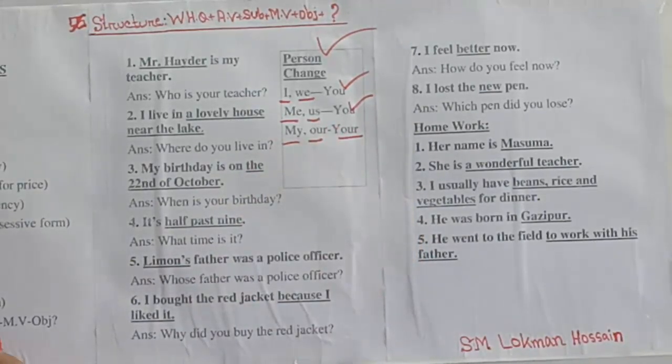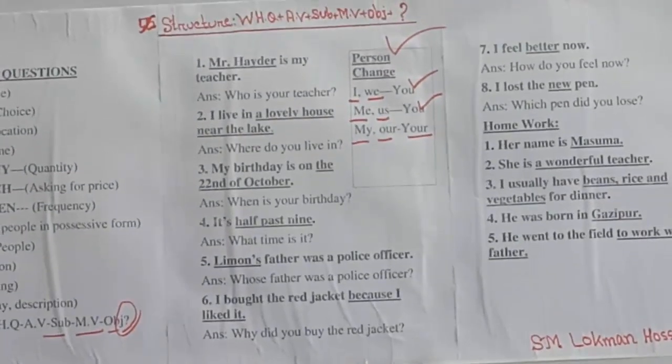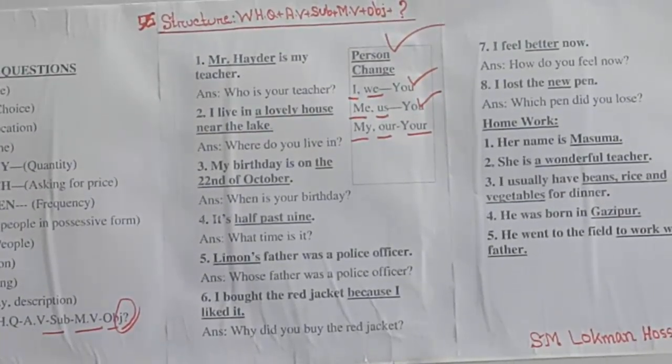Next step is main verb or principal verb, and final one is object. At the end of the sentence you have to use the question mark. Be careful, you have to use this question mark, otherwise your sentence will be wrong. Okay, now go to our first exercise.